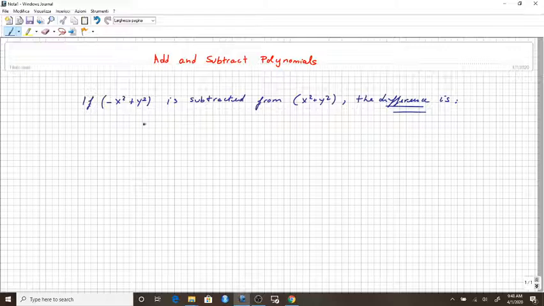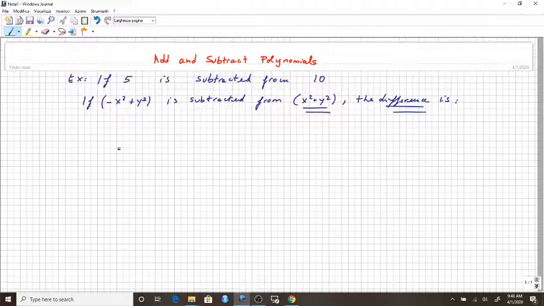So what do we need to do? Do we need to write negative x squared plus y squared minus x squared plus y squared, or the opposite? For example, if 5 is subtracted from 10, do I need to write 5 minus 10, or do I need to write 10 minus 5? Well, of course I need to write 10 minus 5, which means I need to start with this term.